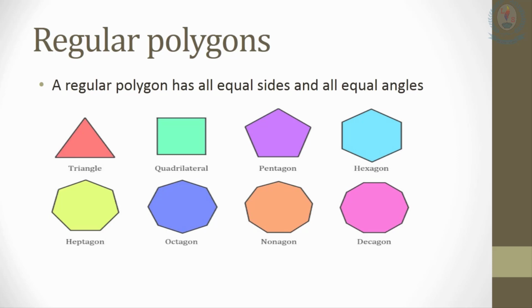And next you can see a regular pentagon. It's clear all the sides and all the angles are equal. Hexagon, regular one. A regular heptagon. A regular octagon. A regular nonagon, decagon. Nonagon means a polygon which has 9 sides, and decagon means a polygon which has 10 sides. I think it's clear to you what a regular polygon is. Remember, a regular polygon has all sides and all the angles equal.